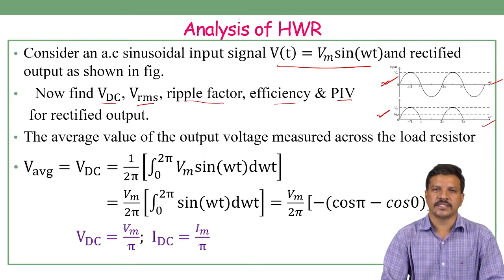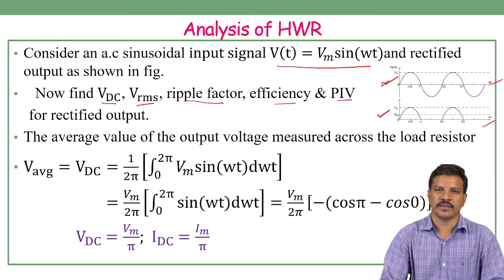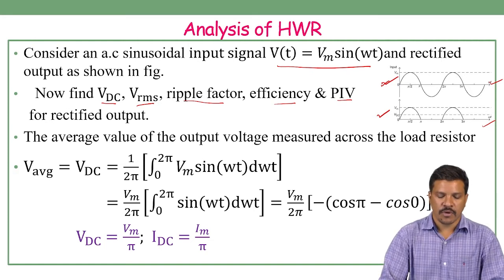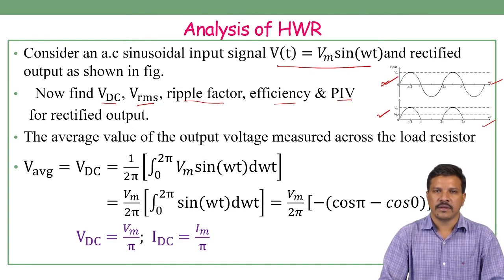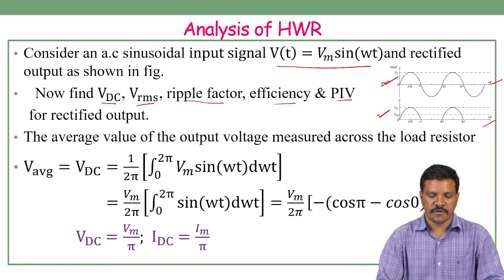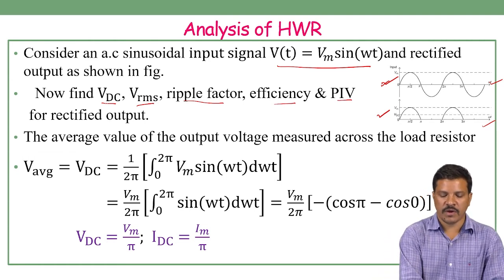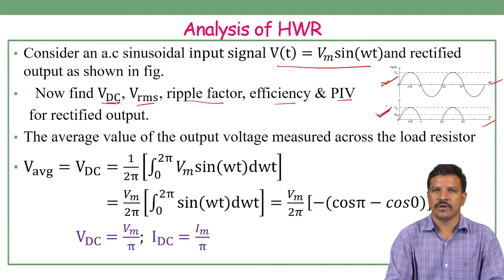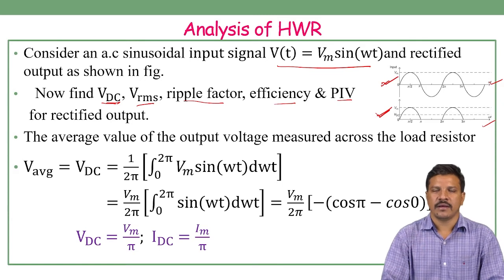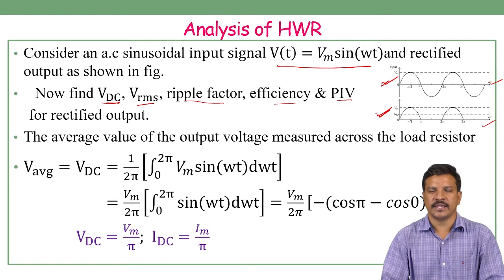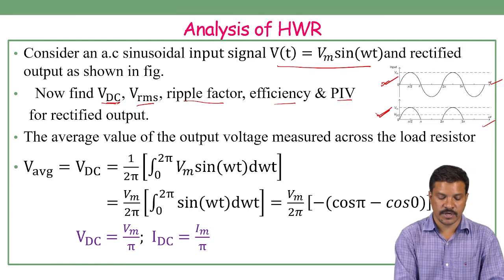Based on those parameters, we can conclude that this rectifier is useful for a practical application. Now find out each one by one and then conclude whether this rectifier is good or not. First we will find out V average of the rectified output, how much DC component or DC voltage is generated at the output, what is the RMS value generated at the output, and then find out the ripple factor, efficiency and peak inverse voltage.